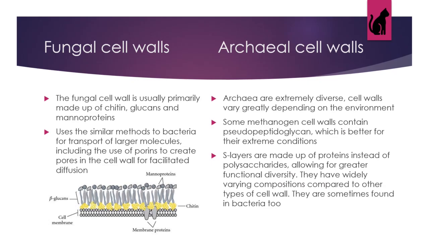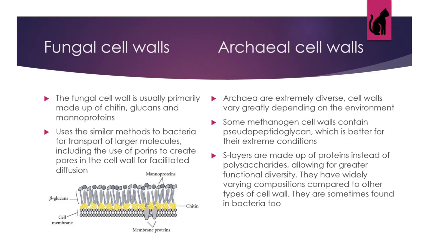Fungal cell walls are usually mainly made up of chitin, which provides protection and rigidity. However, they also contain glucans, which support cell wall integrity, and mannoproteins, which face the outside of a cell wall and are responsible for cell signaling and environmental detection. And while smaller molecules can get through by simple diffusion, larger molecules require other methods, such as the use of porins to create pores that they can go through in the cell wall by breaking parts of it down. And this method is also used in other types of cell wall that we've already mentioned and will mention soon.